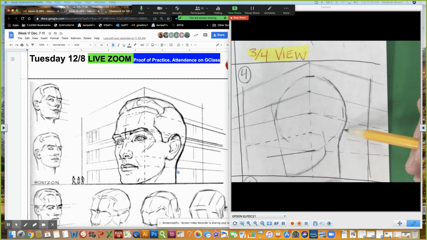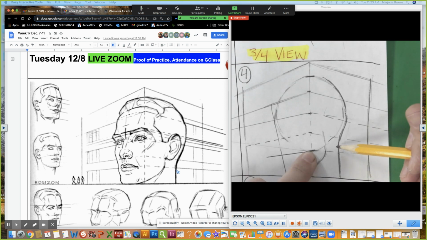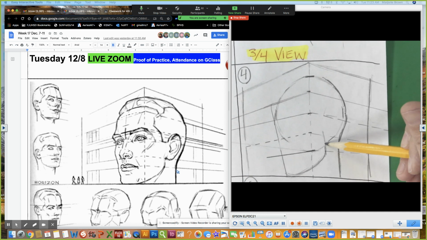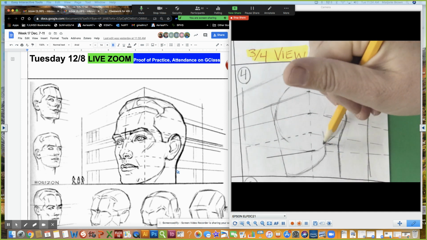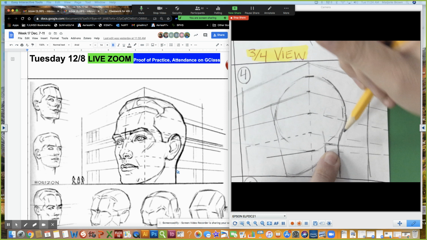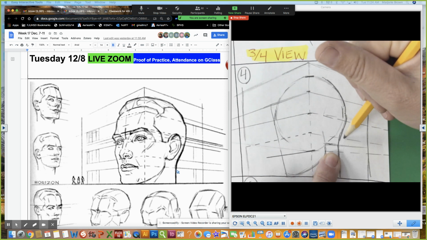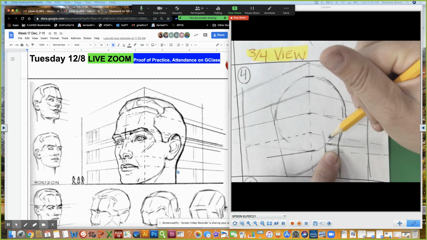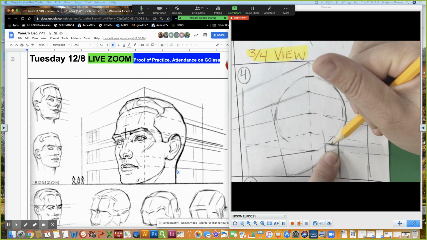Now that I've done the back of the neck, I'm looking at where that jawline is and where the ear ends, and it ends right about here. So I'm drawing another little guideline in the middle of those two, because that's where the ear ends. And I'm trying to figure out where the ear begins.